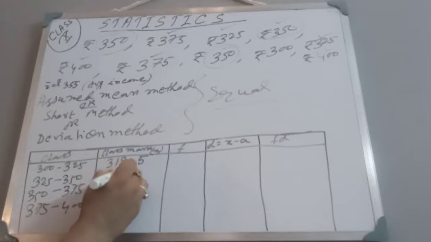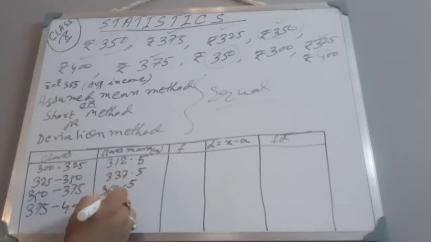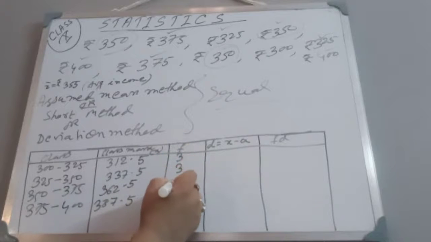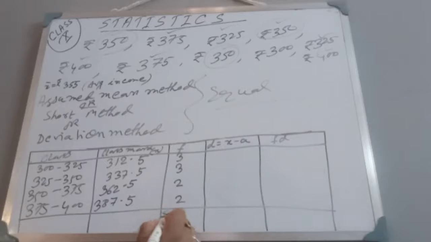Next is 337.5. Next is 362.5. Next is 387.5. Now what are the frequencies? Same as before. This is 3. Next is 3. Next is 2. Next is 2. Same thing, sigma f equals 10 here.